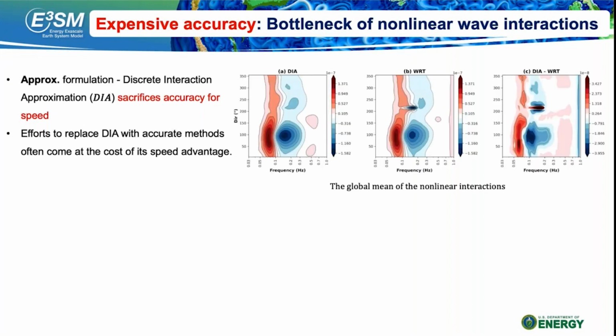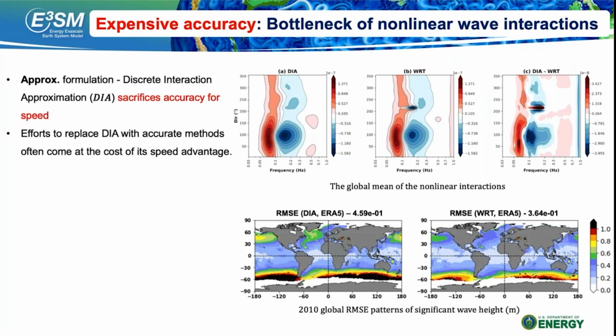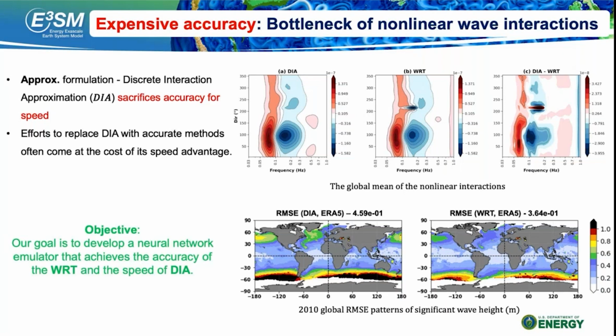I'm showing the global mean of nonlinear interactions simulated by the DIA, the WRT, and the difference between them. You can see here that the DIA simulates higher values of nonlinear interaction than the WRT, and this leads to higher wave spectral energy. This figure shows the root mean square error of significant wave heights for the two methods relative to observations. What you can see here is that we have high biases with the approximated method, the DIA, especially in high wave activities. So our goal here is to see if we can develop a neural network emulator that achieves the accuracy of the WRT and the speed of the DIA.